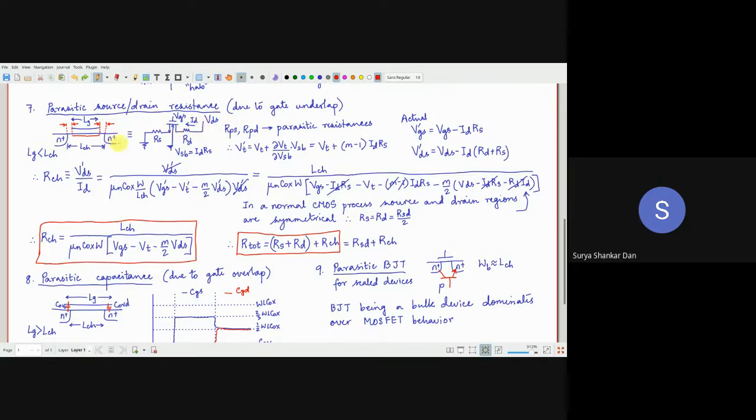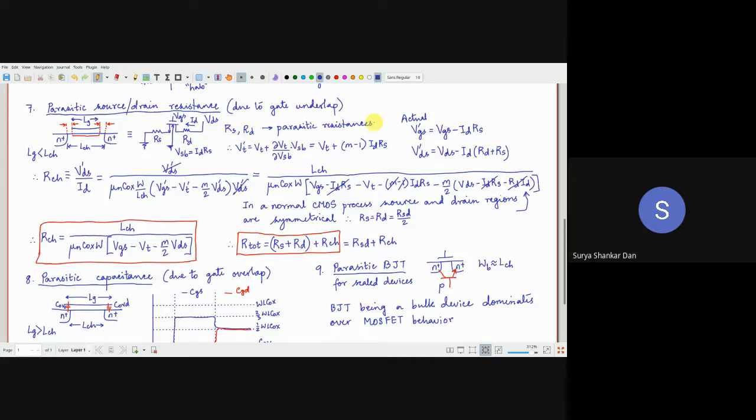So effectively, there will be a source and drain resistance very close to the N plus source and the N plus drain. I have written that as RS and RD. The actual MOSFET is shown with the symbol over here, underneath the gate. RS and RD are the parasitic resistances.